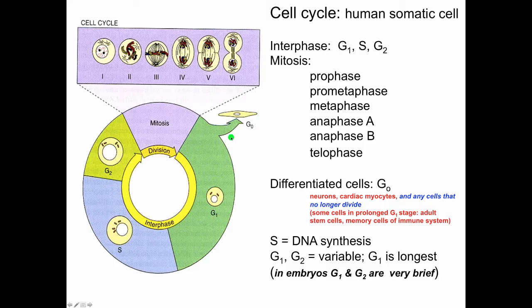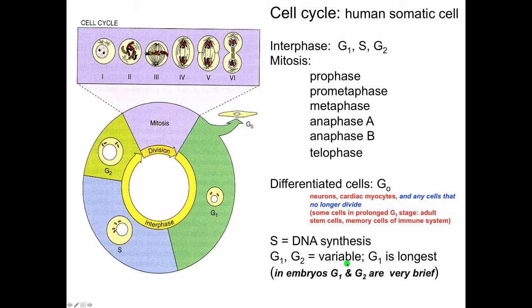And for our course, we might think of differentiated cells as cells like neurons or cardiac myocytes, any cells essentially that no longer divide. Some cells remain in a prolonged G1 stage. So, for example, adult stem cells for various organs or tissues within organs might be in a prolonged G1 stage. Memory cells of the immune system would be in a prolonged G1 stage. And we've already told you that in embryos, G1 and G2 are very brief. In a typical cell cycle, G1 is usually the longest phase.